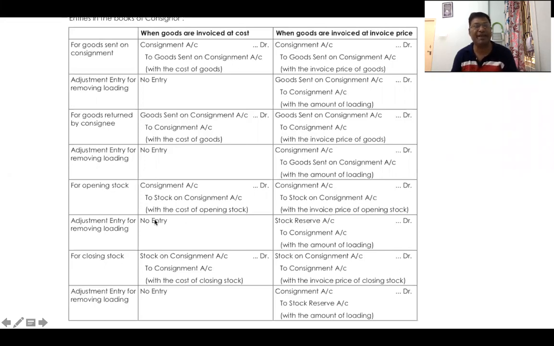There is no adjustment when the goods are sent at cost, but there is an adjustment otherwise: stock reserve to consignment for removing the profit loaded. For closing stock, stock on consignment to consignment, which means it is credited to the consignment account, in both cases. But one more adjustment you will give if the goods are invoiced: consignment account debit to stock reserve to remove the profit loaded.